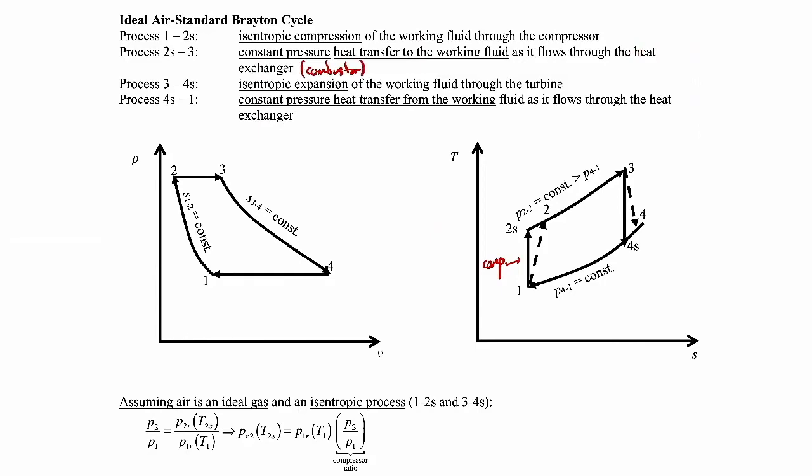That means that we're going along our isobar from 2 to 3. That's where the pressure is constant. So this is our combustor. This is where we're adding in energy via heat transfer. You can see this over on the PV diagram, 2 to 3 constant pressure process. Then from 3 to 4, we have isentropic expansion of the working fluid through the turbine.